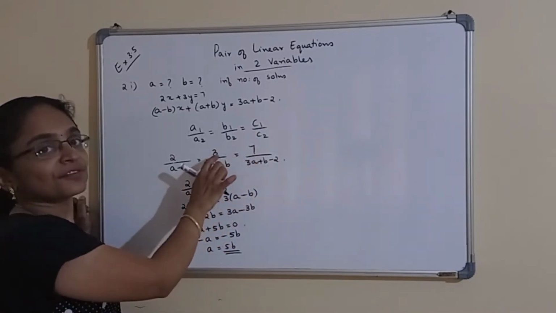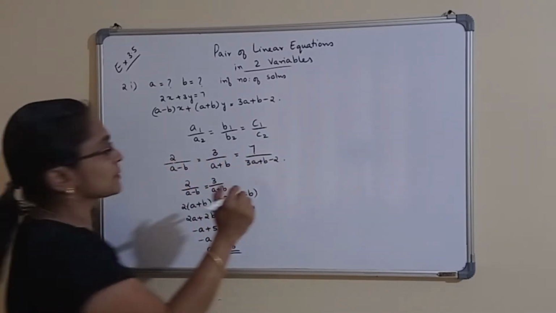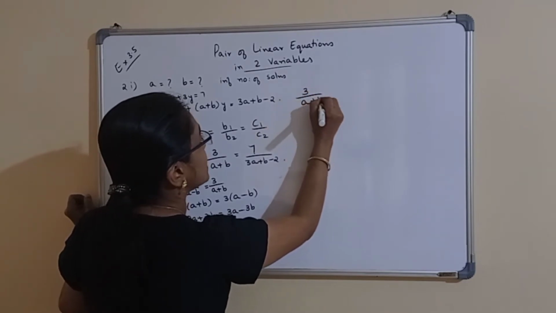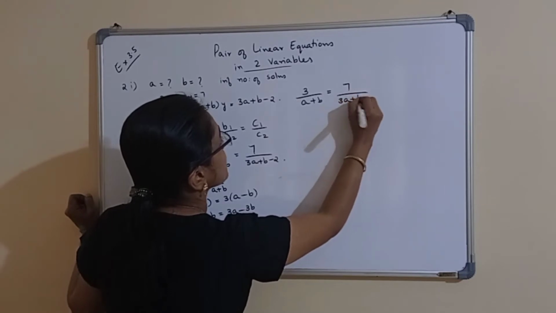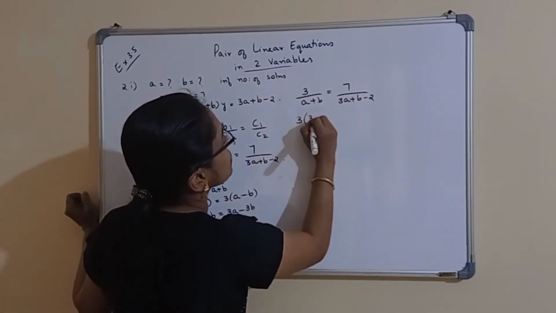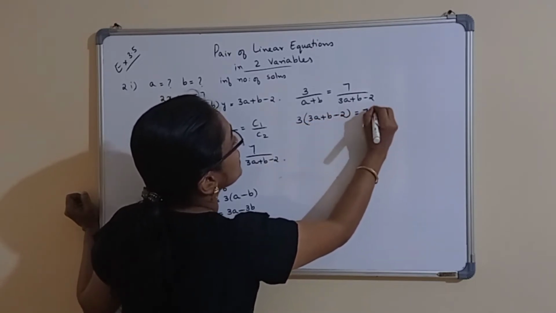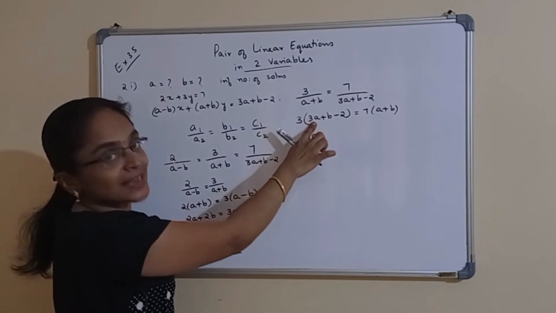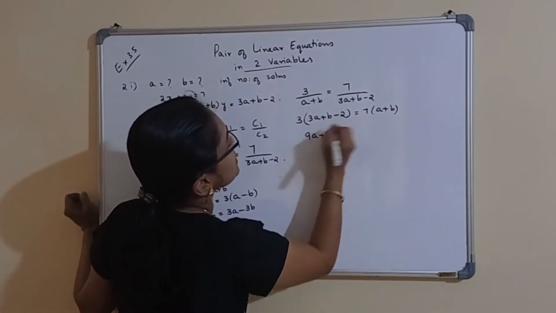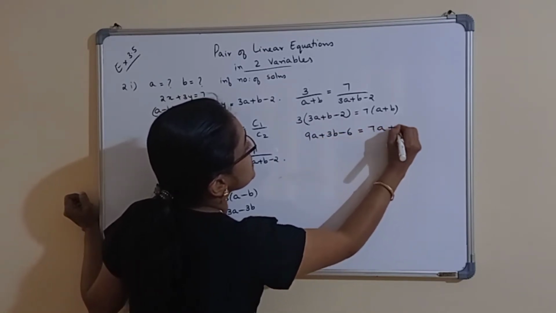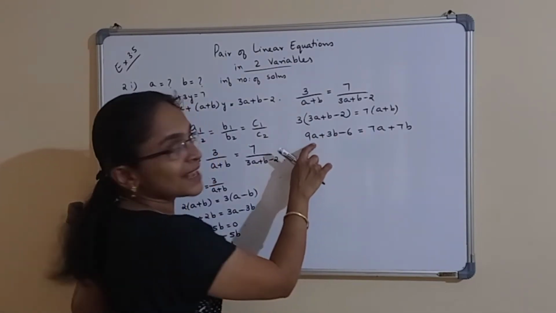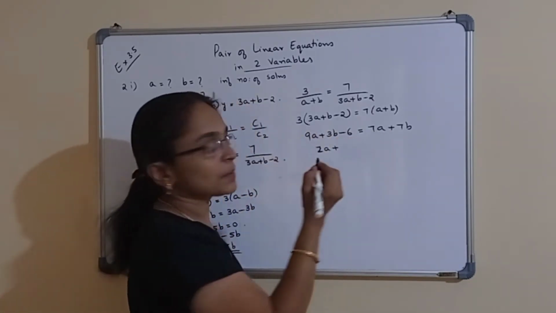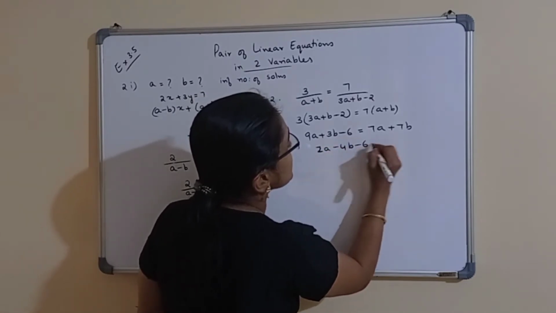Now if we equate this, that is we have to cross multiply. We can write this as 3 by a plus b is equal to 7 by 3a plus b minus 2. When we cross multiply this, we will get 3 into 3a plus b minus 2 is equal to 7 into a plus b. So 9a, it is 3 into 3a is 9a plus 3 into b is 3b. Then minus 2 into 3 is minus 6 is equal to 7a plus 7b. Now taking this to the left hand side, we have 9a minus 7a is 2a and 3b minus 7b is minus 4b. Then minus 6 is equal to 0.